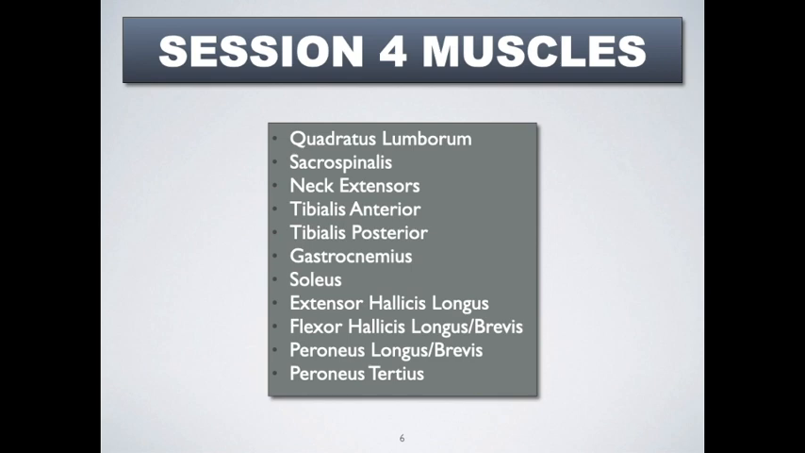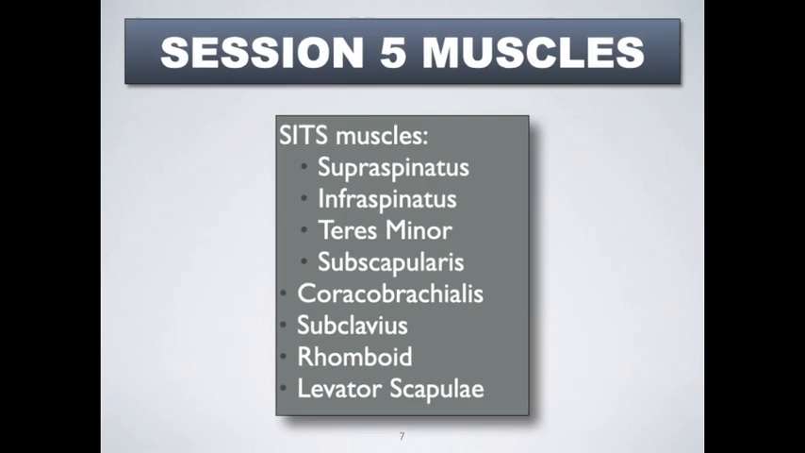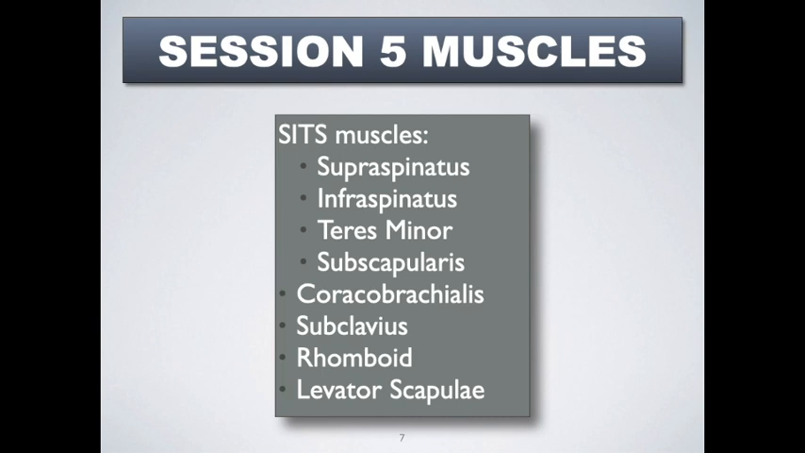Session 4 muscles, we got into, down in the lower half of this slide, the ankle foot muscles. Actually, the whole group from tib anterior down is all ankle foot muscles, and we did a lot of work with the feet. Session 5 again, of course, the SITS muscles, rotator cuff muscles, coracobrachialis, subclavius, rhomboid, levator scapula. And I'll have, like I say, I'm going to go through all of those.